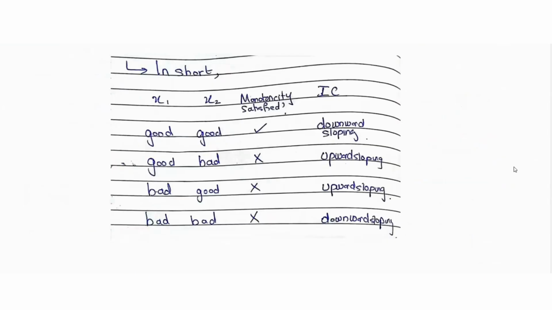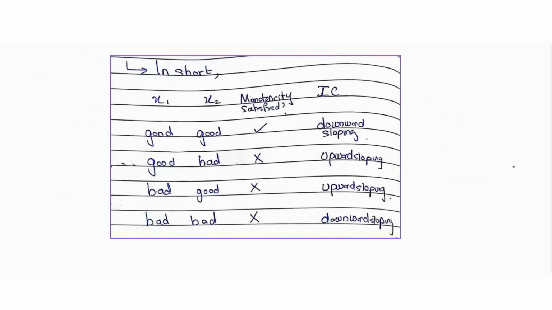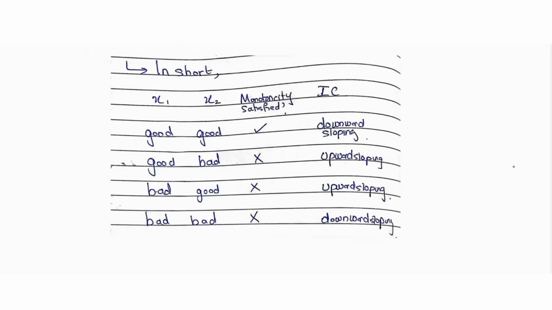In short, if both commodities are goods, monotonicity is satisfied and we get downward sloping ICs. We saw the logic behind it. If one of them is a good and another is a bad, monotonicity is not satisfied and you'll get upward sloping ICs, and we looked at the logic behind it. If both are bads, again, monotonicity is not satisfied, but ICs are downward sloping. So monotonicity implies that ICs are downward sloping, but ICs can still be downward sloping even if monotonicity is not satisfied.